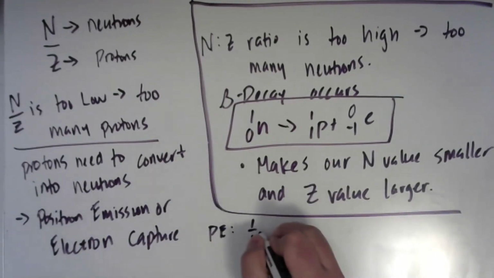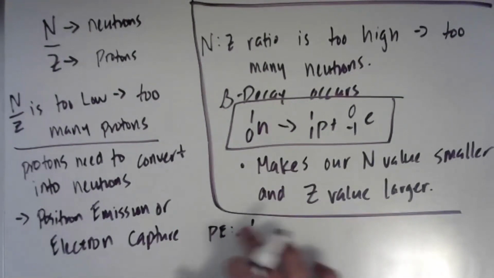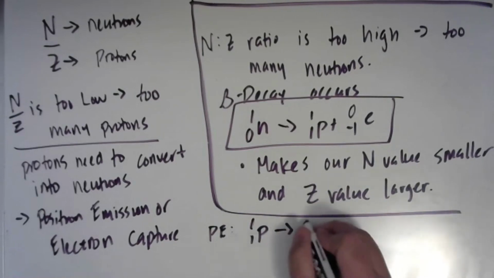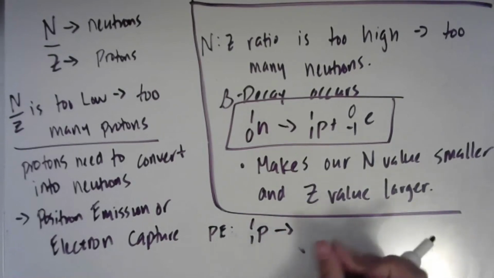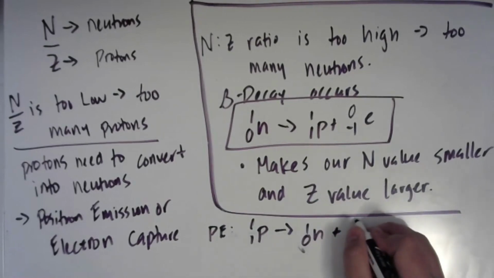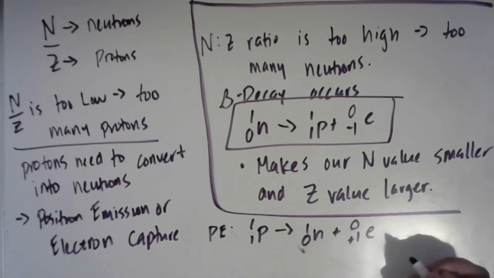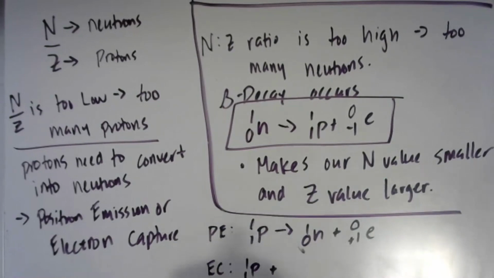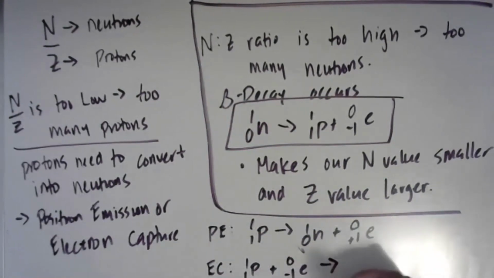That's when you have a proton, 1p, and it's going to convert into a neutron, and it's going to release that positron particle. For your electron capture, we're starting with the proton, and it's going to capture an electron, and you're going to be left with an additional neutron.